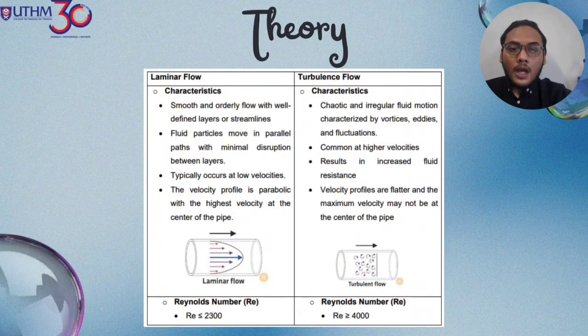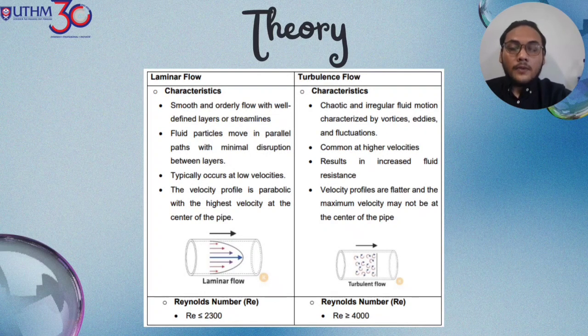Okay, for the theory, we divide into two parts, which is laminar flow and turbulent flow. For the characteristics of laminar flow, first, laminar flow is smooth and orderly flow with well-defined layers or streamlines. Second, in laminar flow, fluid particles move in parallel paths with minimal disruption between layers. Thirdly, laminar flow typically occurs at low velocities, and the velocity profile is parabolic with the highest velocity at the center of the pipe. And the Reynolds number of laminar flow is 2300 and below.